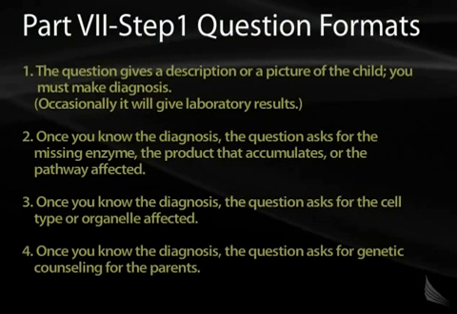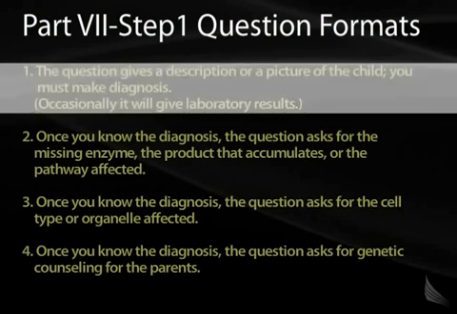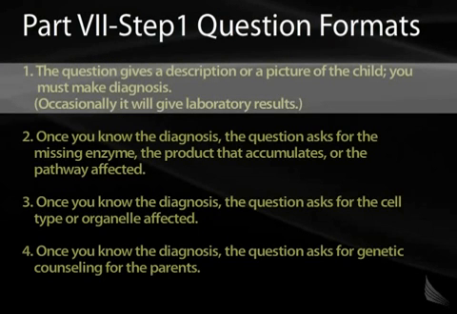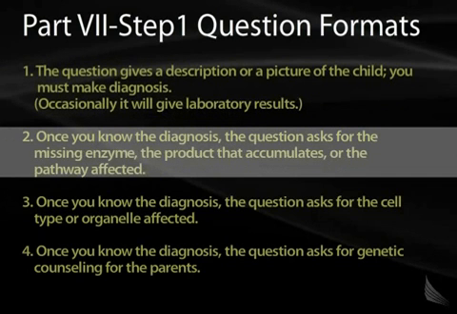So for these types of questions, what should you expect to see on the boards? It's going to give you a description or a picture of the child, and you have to make the diagnosis. Sometimes it will give you lab results. Same kind of thing. You have to know the diagnosis just from the description of the lab results. Once you know the diagnosis, the question asks for the missing enzyme, the product that accumulates, or the pathway affected. So you have to know those three things. What's the enzyme? What's the accumulating product? And or what's the pathway?